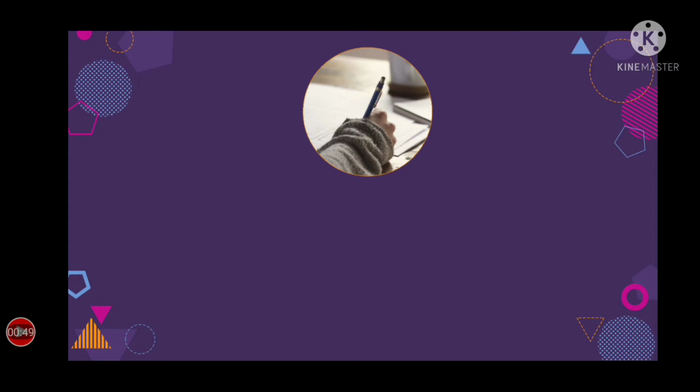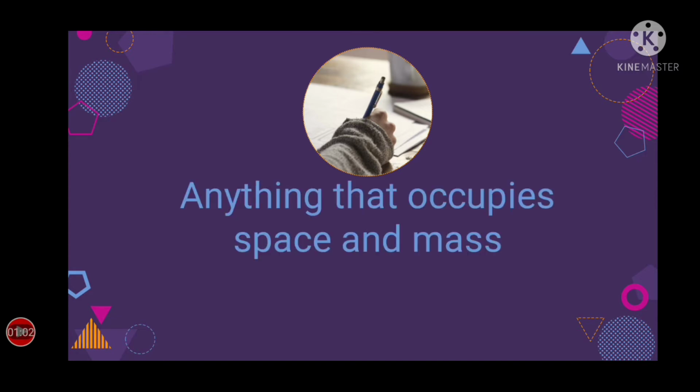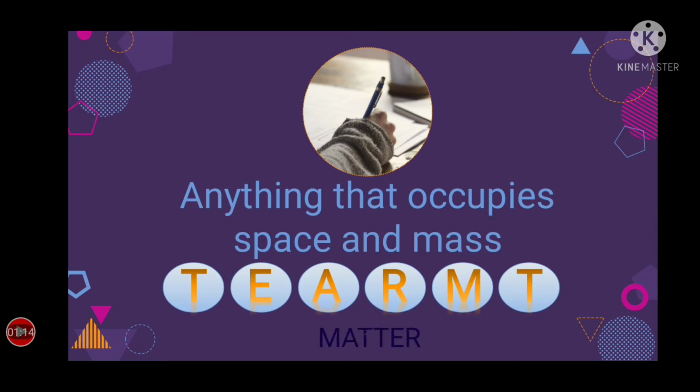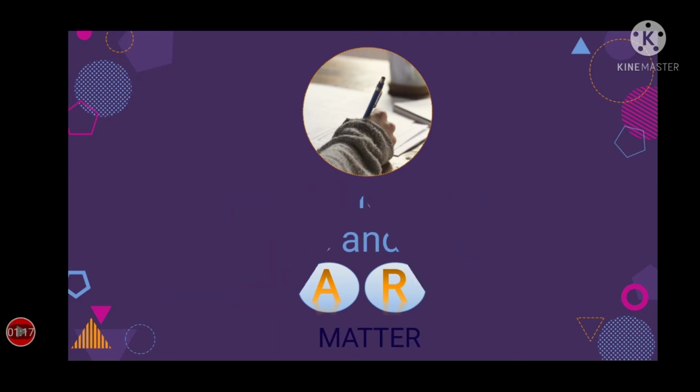But before we proceed, I want you to arrange the jumbled letters into the correct answer by reading the definition I have given above. So it is anything that occupies space and has mass. What do you think it is? Very good. That is matter. Number 2.